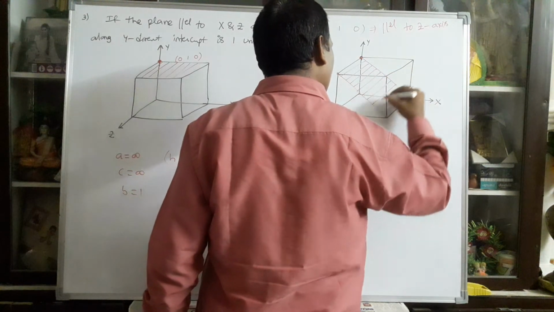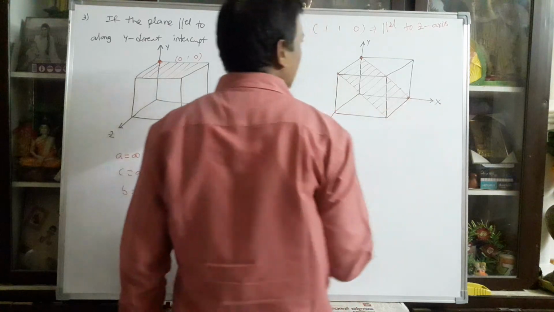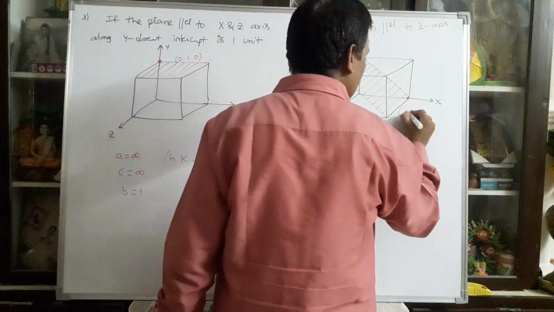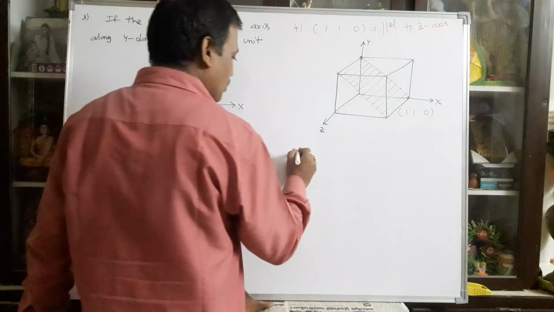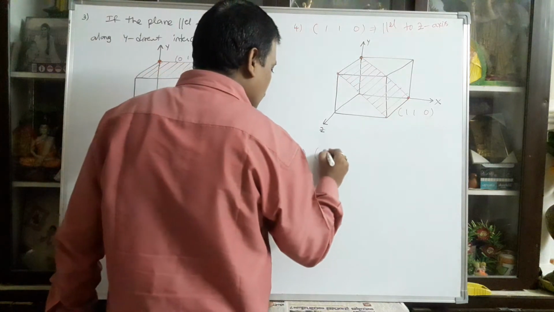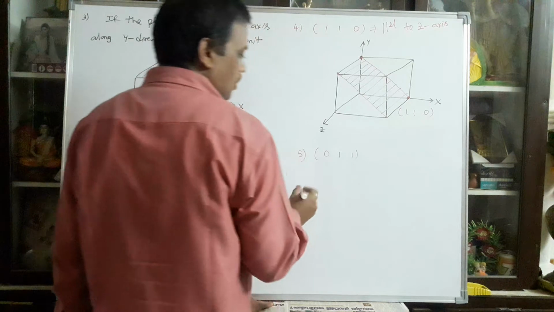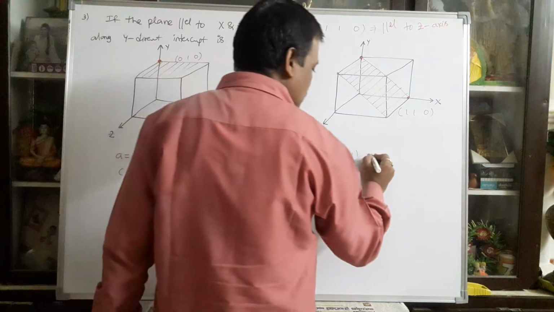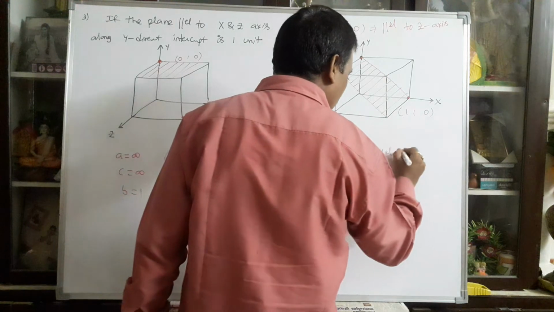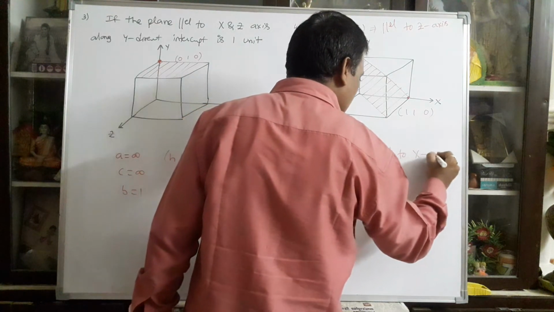This particular plane is parallel to which axis? Z axis. The plane is 1, 1, 0 plane. In a similar fashion, you can draw one more, the 0, 1, 1 plane. So here 0 is there, nothing but x intercept is infinity. So this plane is parallel to x axis.